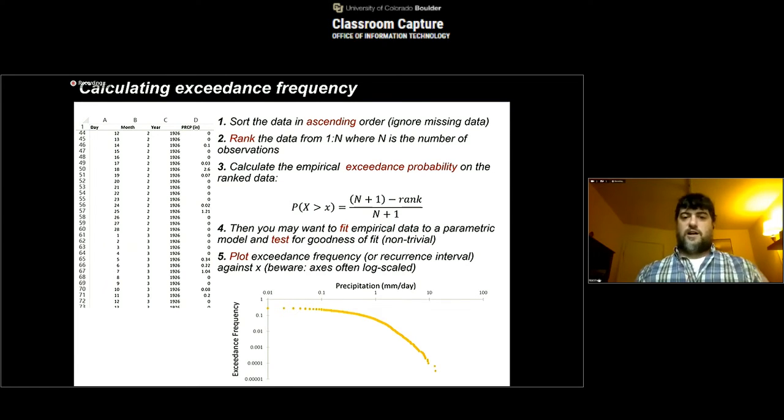And voila, you do something like this. You construct a plot. This is just an example from precipitation, I don't even know where, with precipitation on the x-axis, and exceedance probability or exceedance frequency on the y-axis. This is precipitation, so you'll notice that it doesn't go to 1, which you would expect for most exceedance probability plots. And the reason you expect this is because every event should be bigger than the smallest event on record.